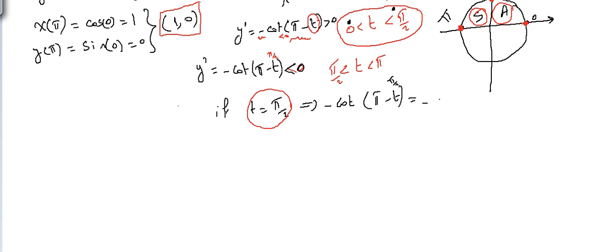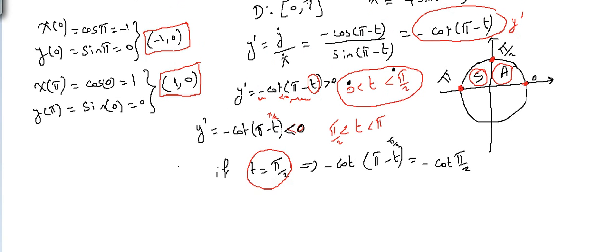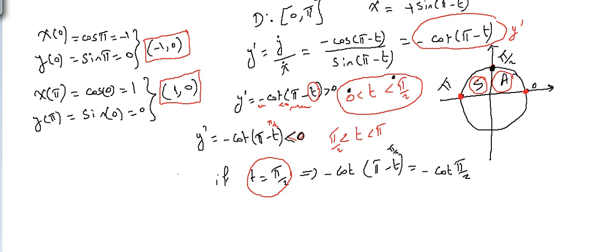This will be minus cotangent pi minus pi by 2, so it's cotangent pi over 2. What happens at pi over 2? The cosine is 0, and the cotangent is cosine over sine, so it will be also 0, and that is the derivative, right? So derivative 0, what does that mean? This means at point t equal pi over 2, we have horizontal tangent.